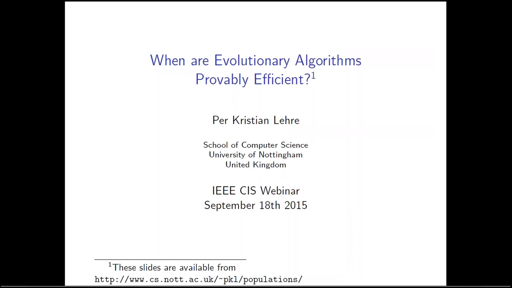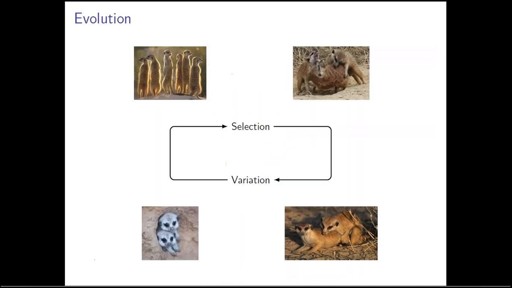Okay. So as was mentioned, today I'm going to explain a little bit about how we can analyze evolutionary algorithms mathematically, or how we can prove when they are efficient and when they're not efficient. I don't know so much about the background of the audience, so I'm going to start by describing what an evolutionary algorithm is, and I'm going to give the pseudocode of one particular algorithm so that those who are not familiar with evolutionary algorithms can see what they look like.